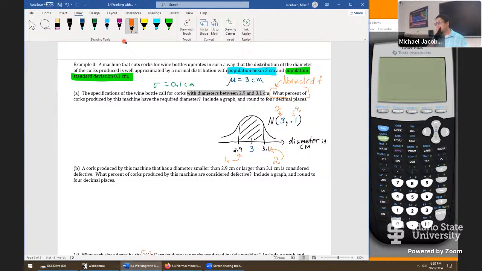2.9 is the lower and 3.1 is the higher? Exactly, yeah. Well, sorry if I said that backwards. So yeah, 2.9, it's the lower end where the boundary is for the area. And 3.1 will be the upper end.